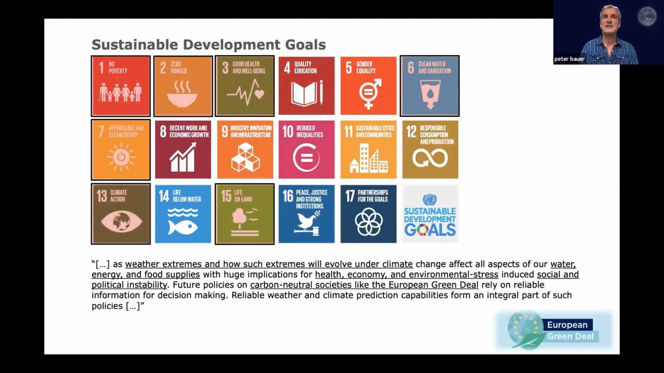And one other aspect is that increasingly you find policies and big agreements in the international context, for example, the European Green Deal, which is about carbon neutral societies. Obviously these need to be based on reliable information systems, at the core of which sits weather and climate prediction, at the core of which sits a proper representation of the Earth system, at the core of which sits proper fluid dynamics. Next slide, please.